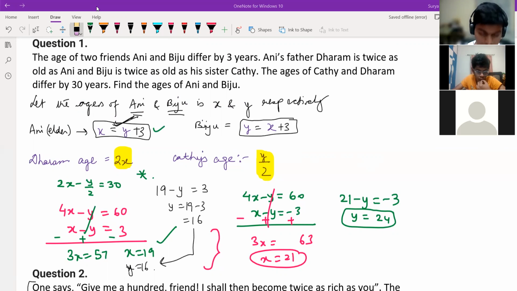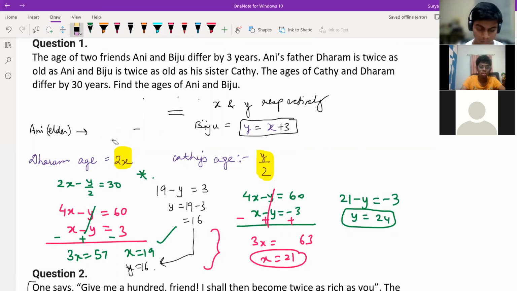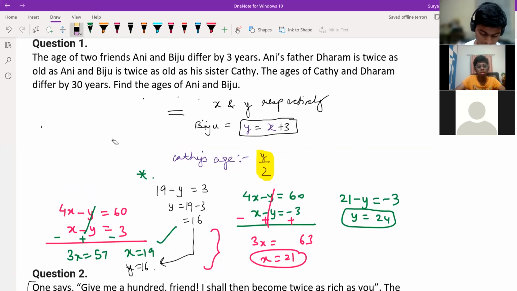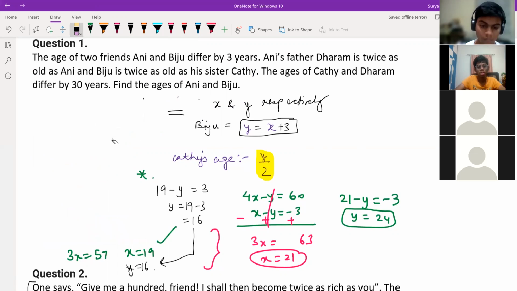You are getting this, children? The two friends Annie and Biju differ by 3 years. So just try to make it. You can do it with two methods also if you want. The chapter name is two variables, so you can do by two variables or you can do by a single variable also. Your wish. Yes, sir. Either you can do in single variable or two variables.